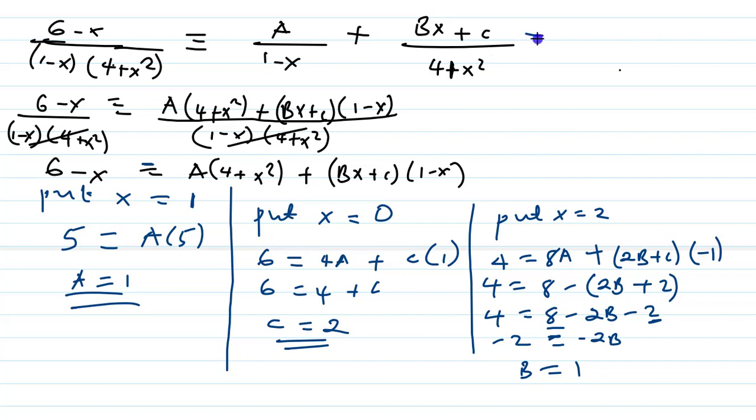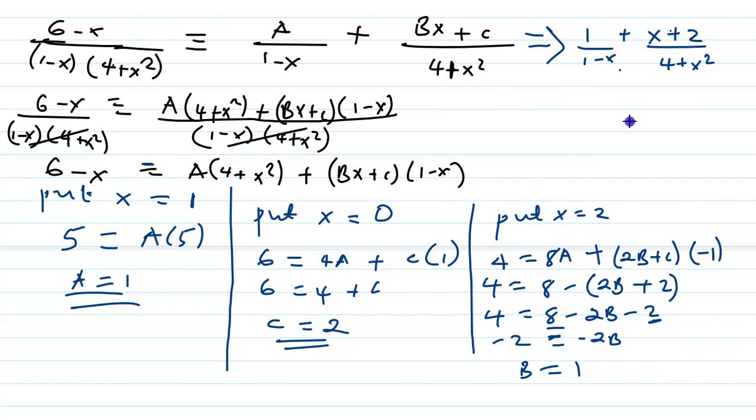So finally, my partial fractions are going to be A, which is 1, divided by 1 minus x, plus bx, so that's just going to be x, plus c. C is 2. All this divided by 4 plus x squared. That's a nice one.